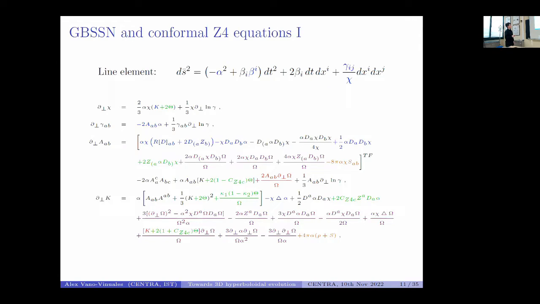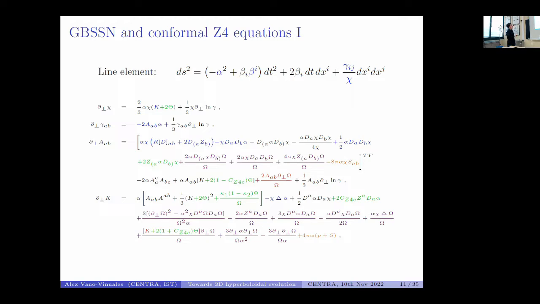So this is our line element, with the lapse and the shift. This is the spatial part of the metric with the spatial conformal factor. And as it was not so long ago Halloween, let me scare you a bit with some equations.